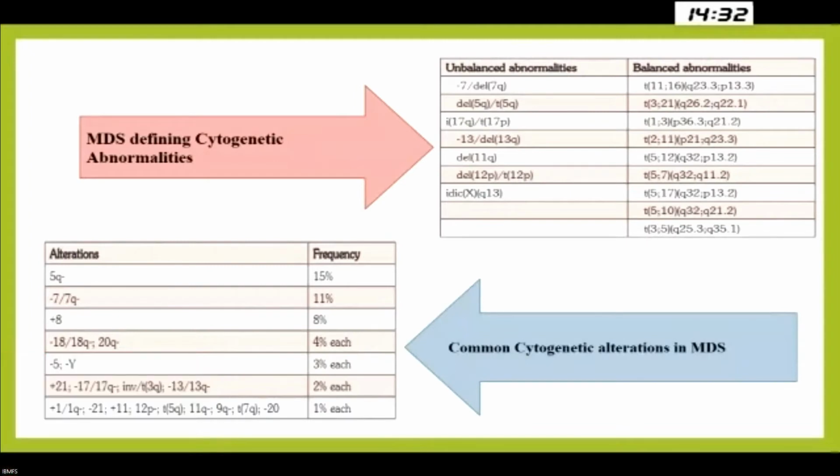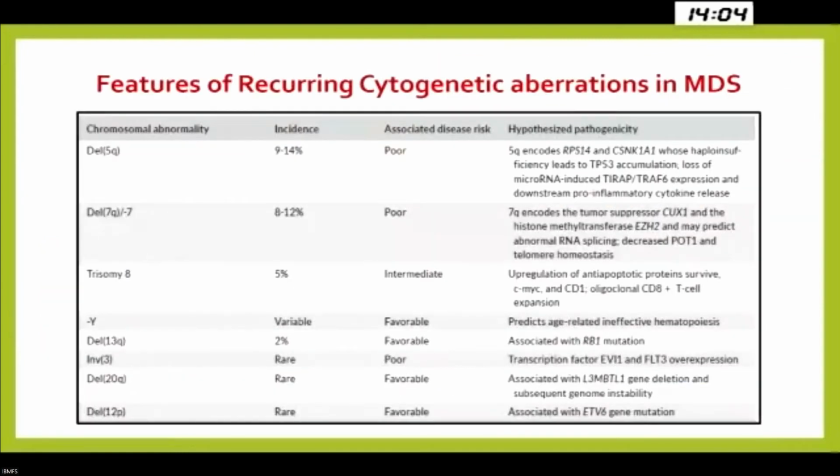So when you look at the cytogenetic abnormalities, just for completion's sake of the molecular aspects of MDS, you know that you have some MDS defining cytogenetic abnormalities. She has already mentioned some of them. And you have some common cytogenetic alterations that you find in myelodysplasia. So karyotyping, FISH is a must in myelodysplasia.